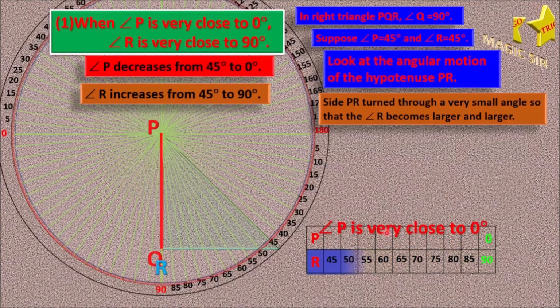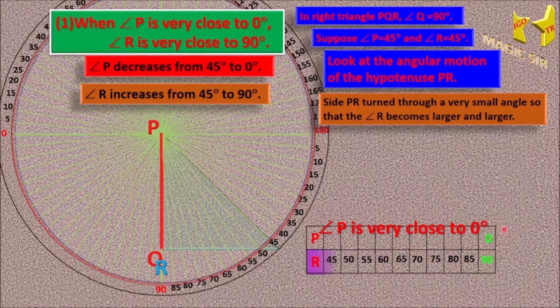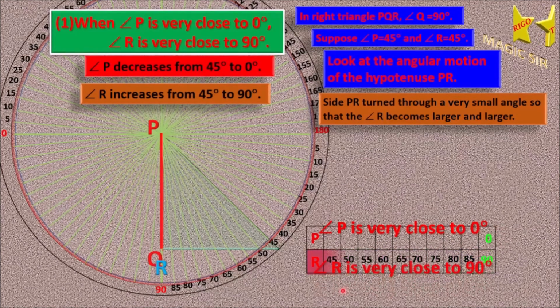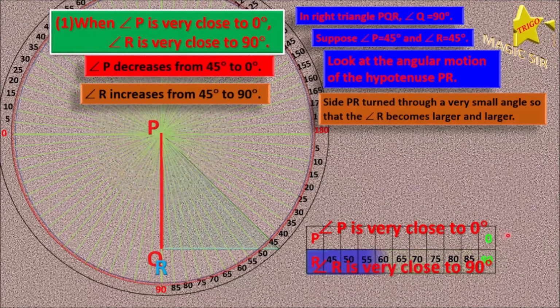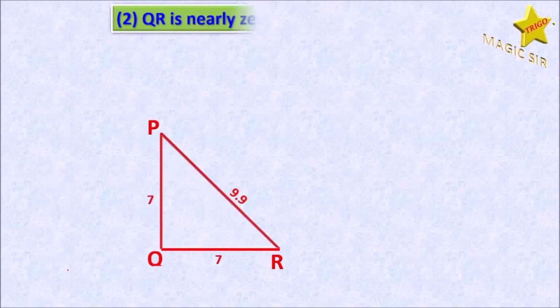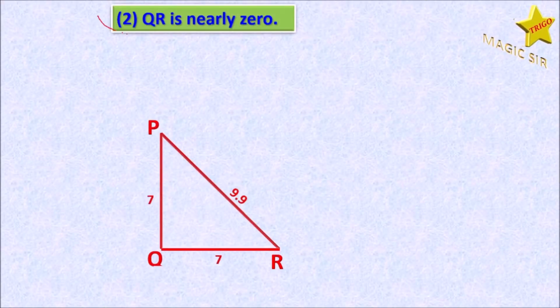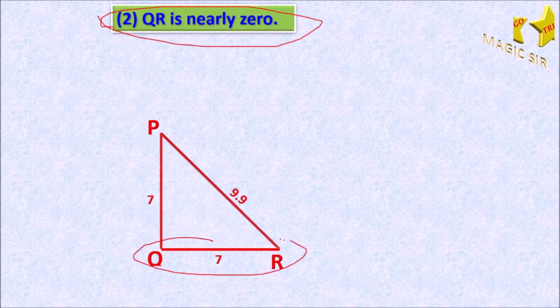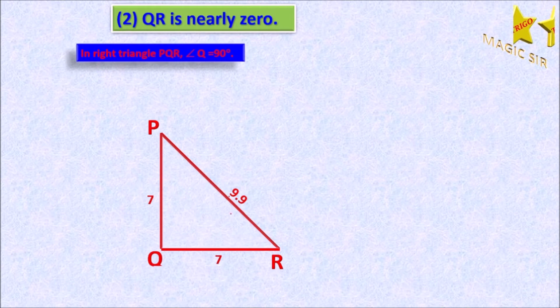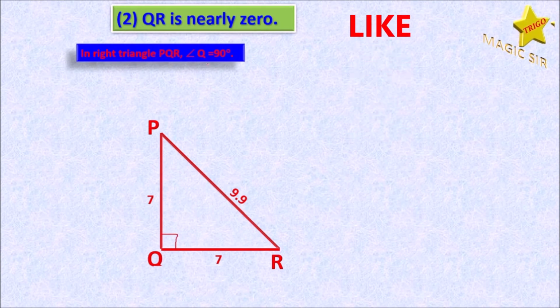Hence, when angle P decreases from 45 degree to 0 degree, angle R increases from 45 degree to 90 degree. So when angle P is very close to 0 degree, angle R is very close to 90 degree. Our second point is, in right triangle PQR, QR is nearly 0. Suppose in right triangle PQR, angle Q is equal to 90 degree. So PR is the hypotenuse of triangle PQR.